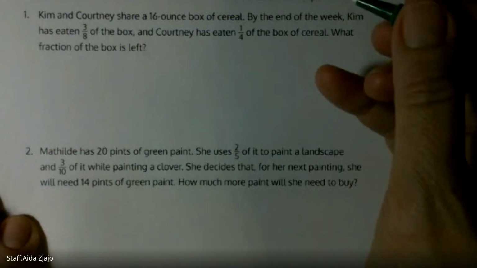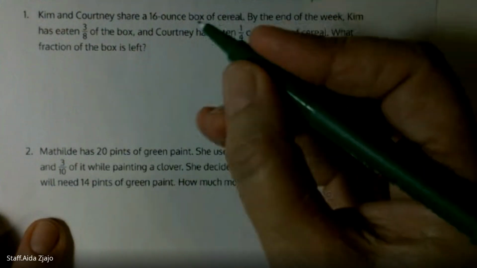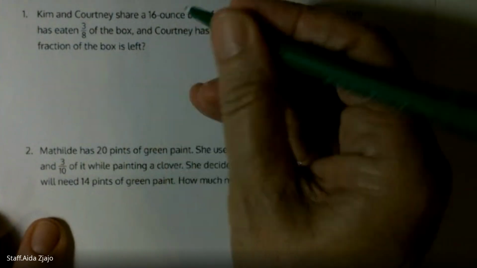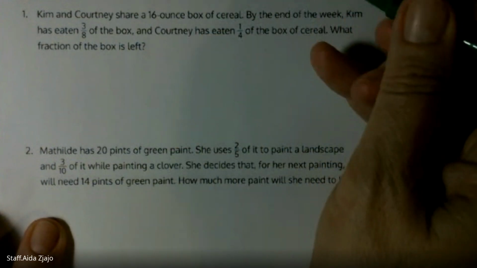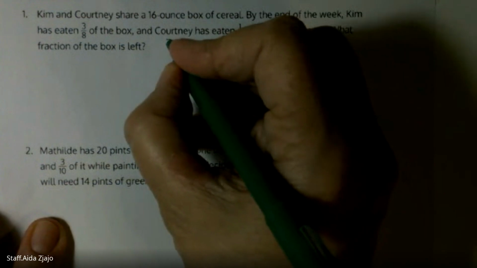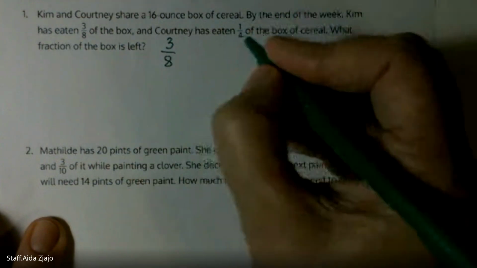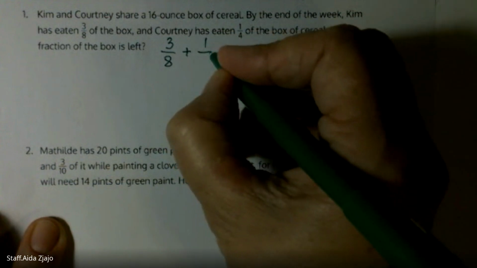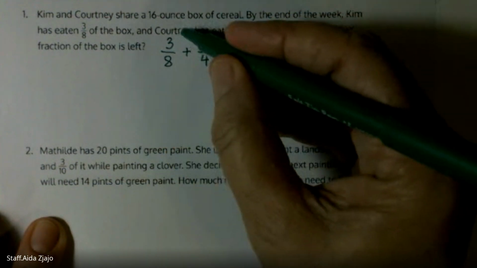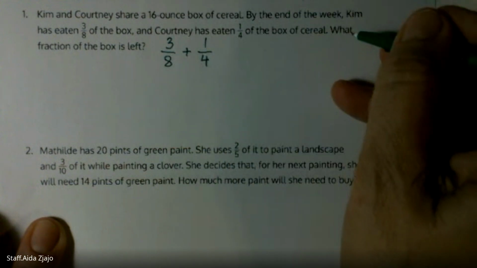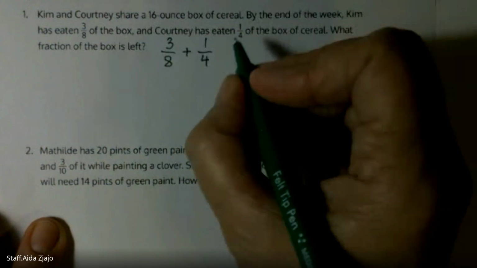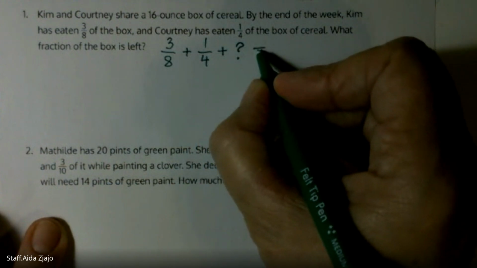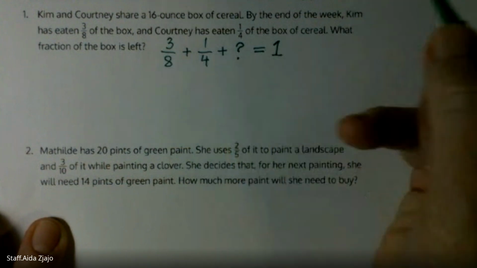So when we think about this problem, it's thinking about a box. So the whole box is one. When you think about the one whole box, you can say that 3/8 was eaten by Kim, and then 1/4 is eaten by Courtney. And they said, what fraction of the box is left? So we have to have some leftover, but all three parts together will make one whole box.